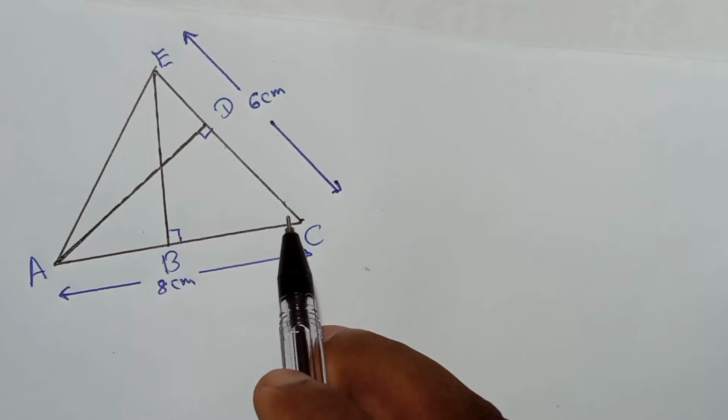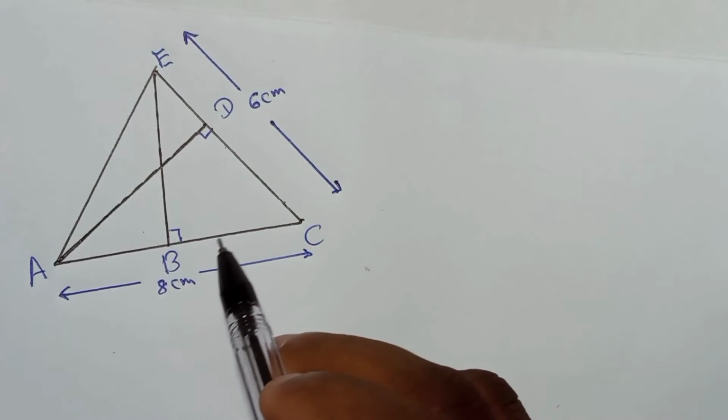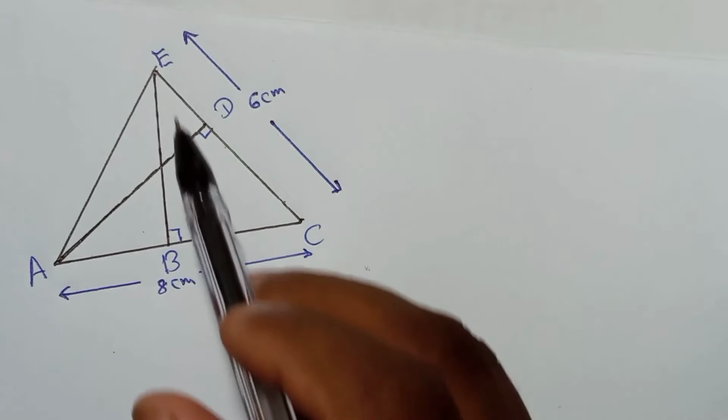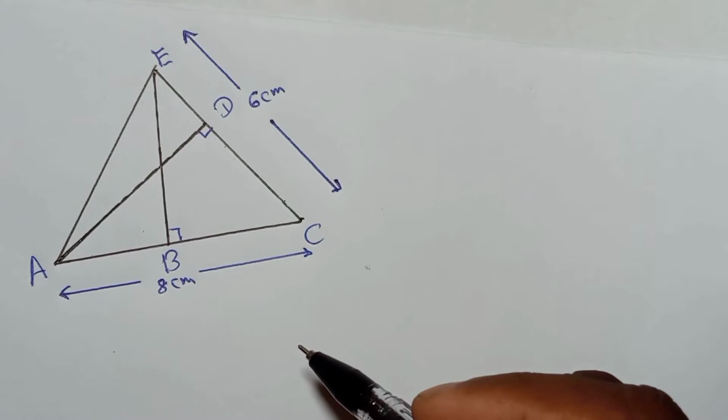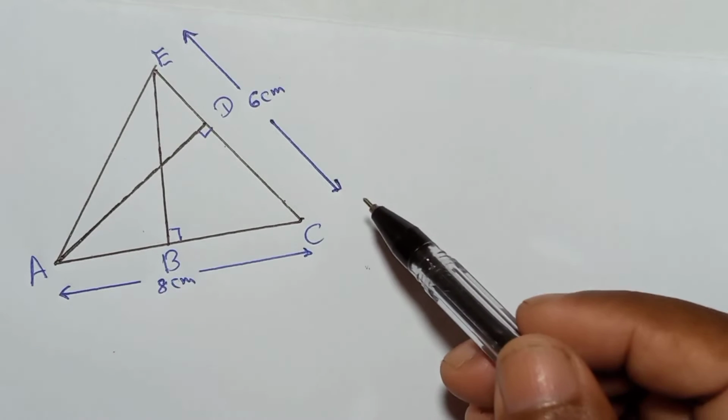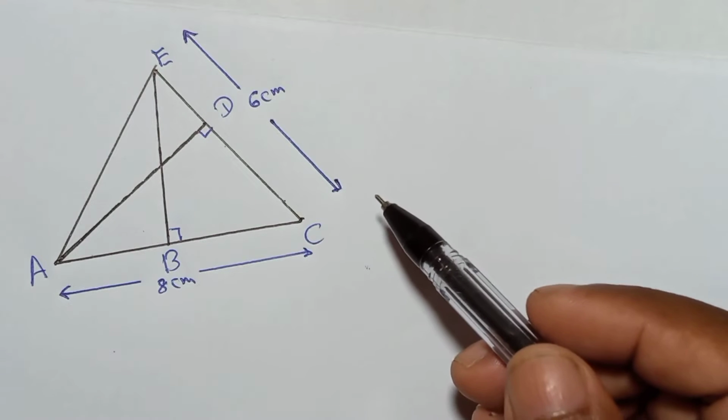Now here they tell us to find AD, right? In this question they tell what EB equals. If EB equals 3 centimeter, find the length of AD, right? That's the idea here.